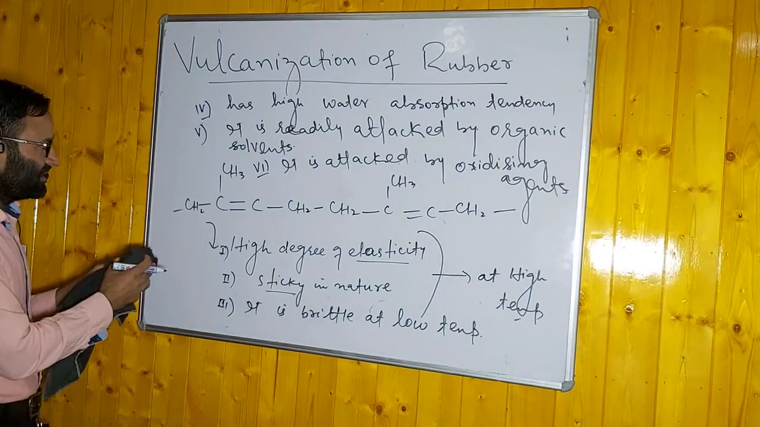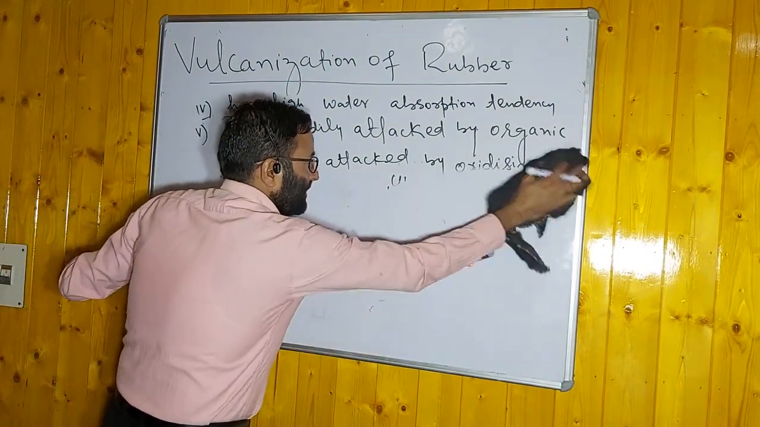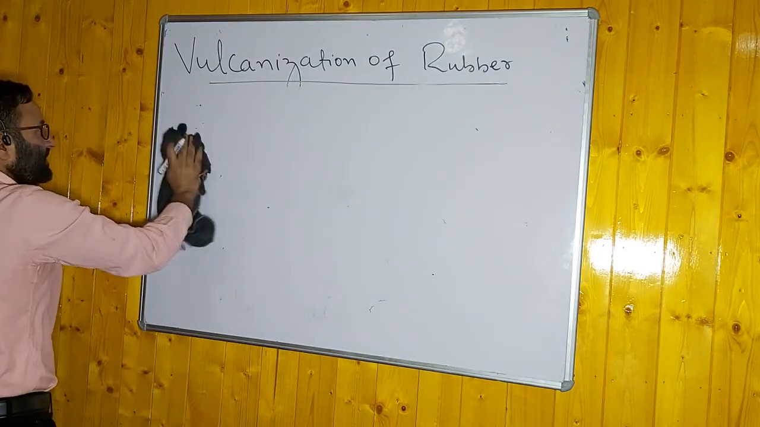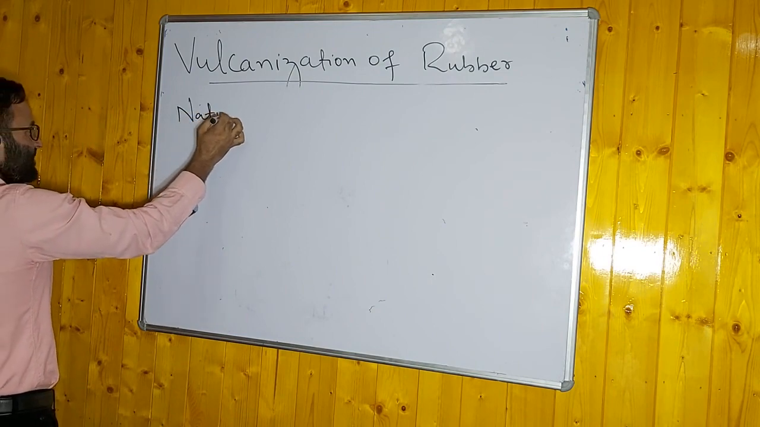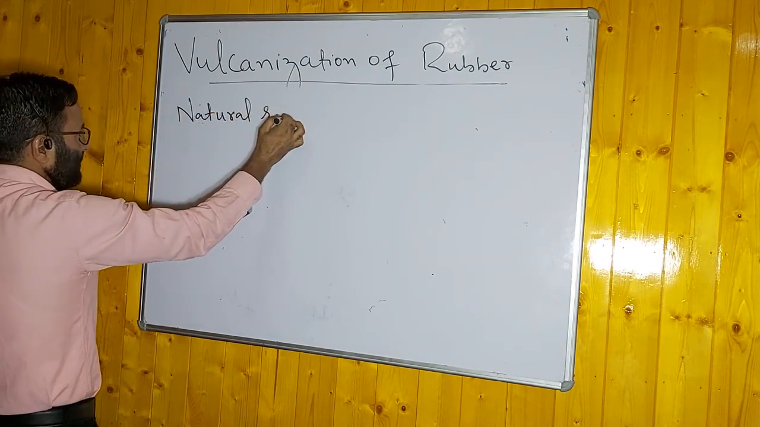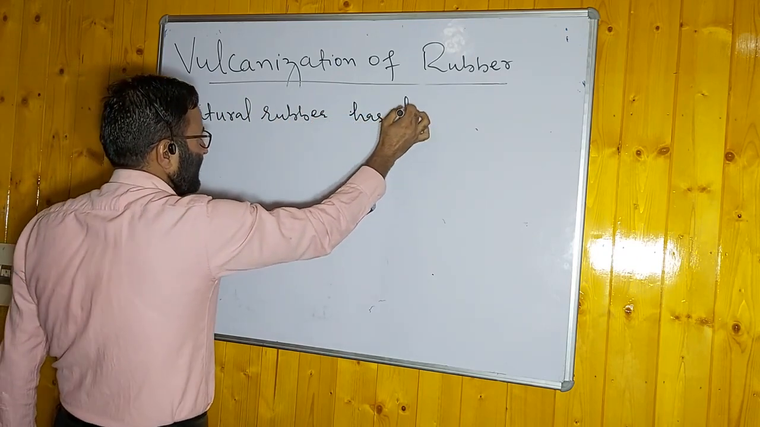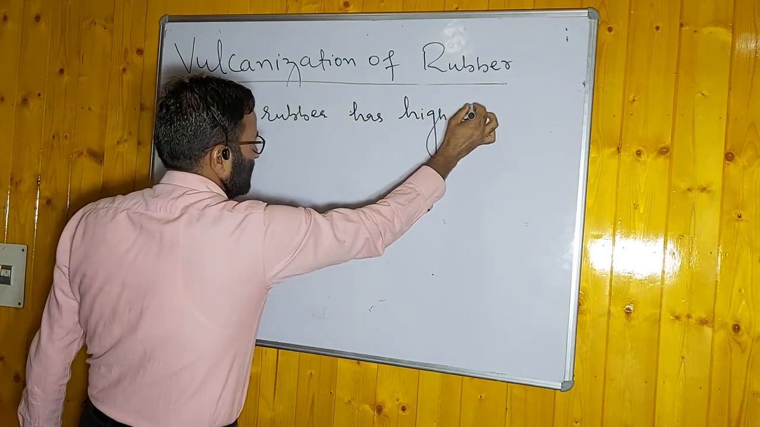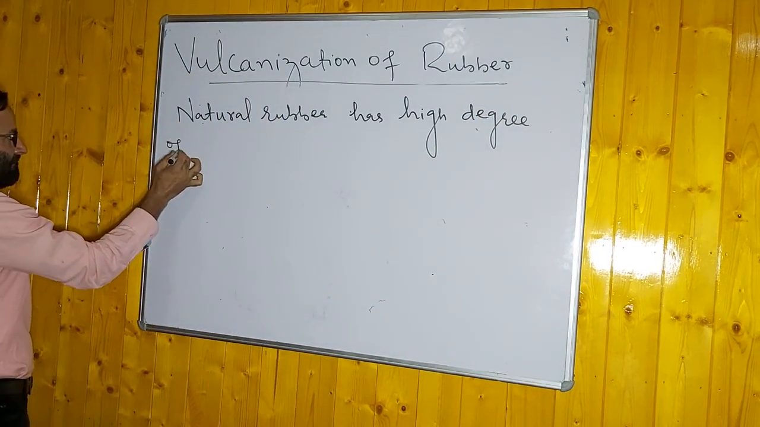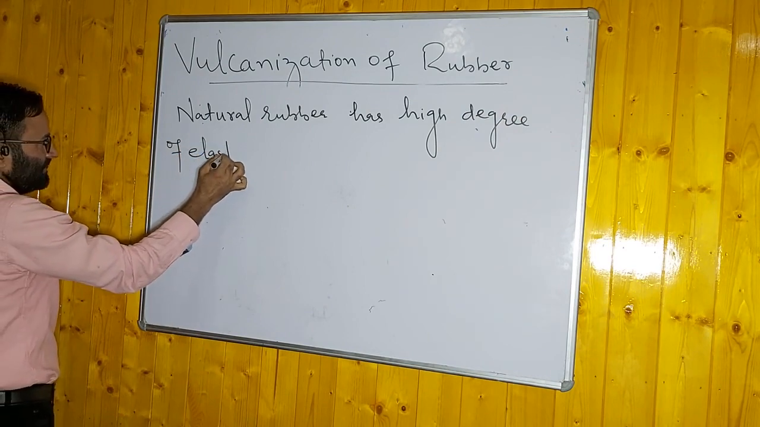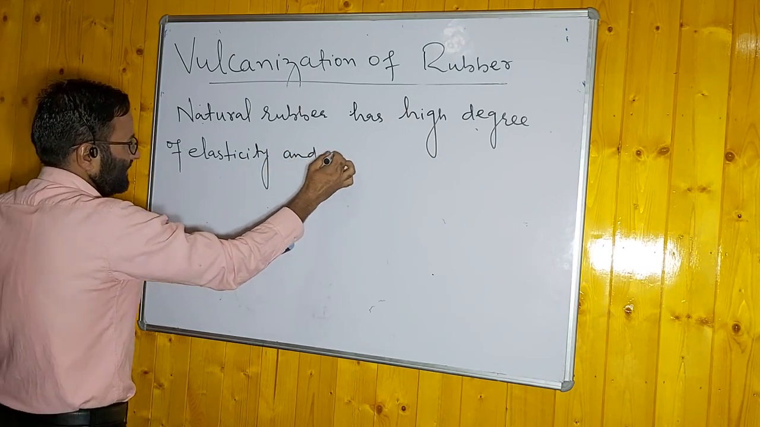First, we will mention these points. Then we discuss what is vulcanization. Remember this point, we have to mention these points: natural rubber has a high degree of elasticity. This is the first point you have to mention, high degree of elasticity.